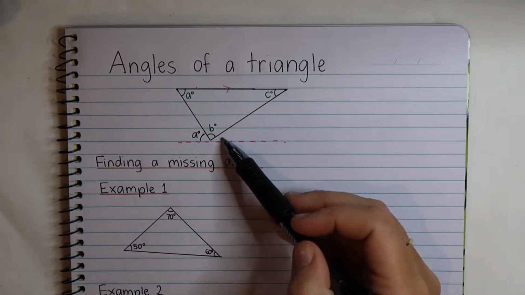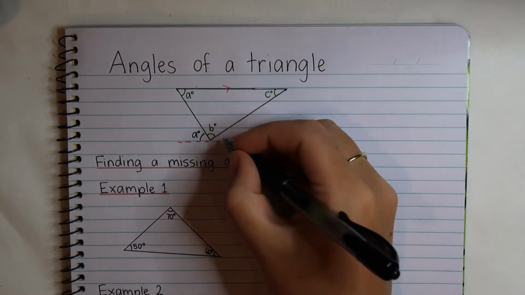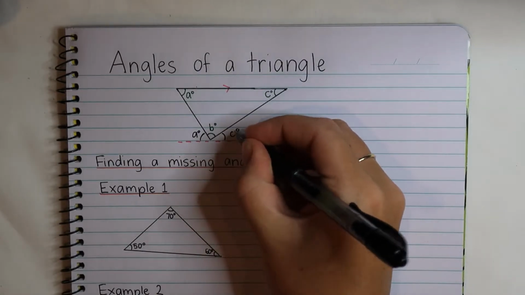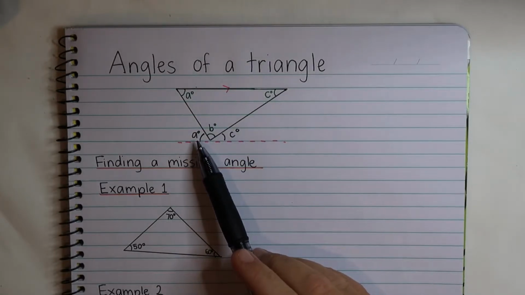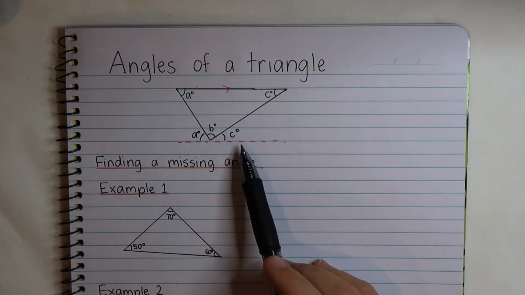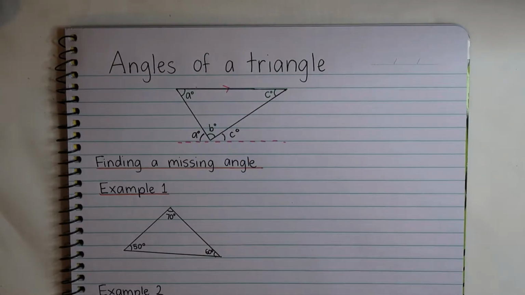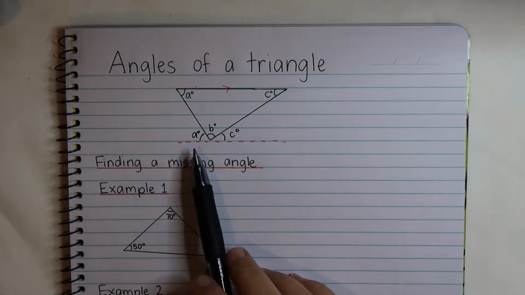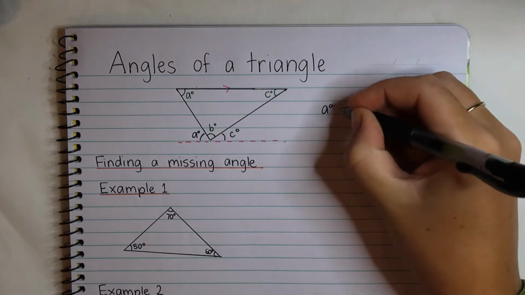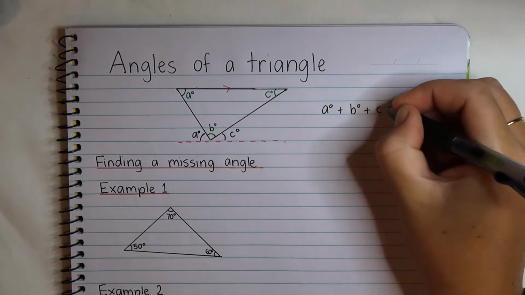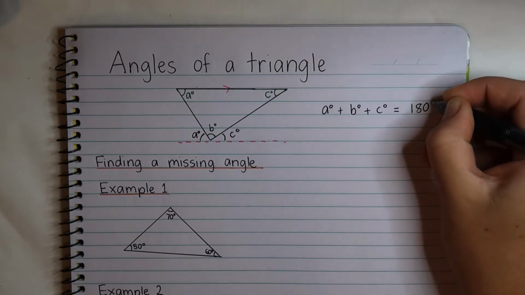This angle in here is the same size as this angle over here. That's because they are alternate angles as well, C degrees. So now we can see that the sum of these three angles, A, B, and C, or any other triangle given, is going to be 180 degrees, as it will always make a straight line. So A degrees plus B plus C is going to add up to a straight line, which we know is 180 degrees.